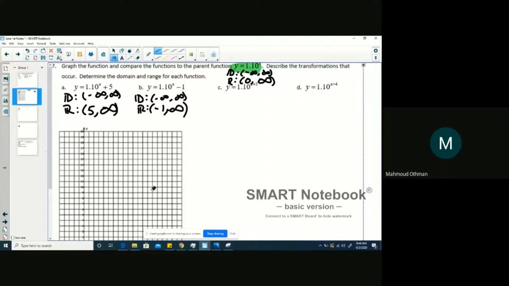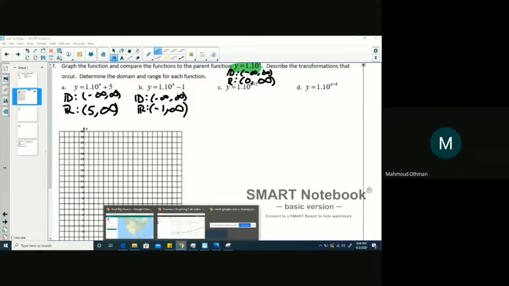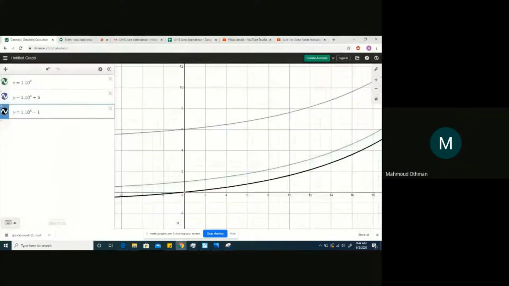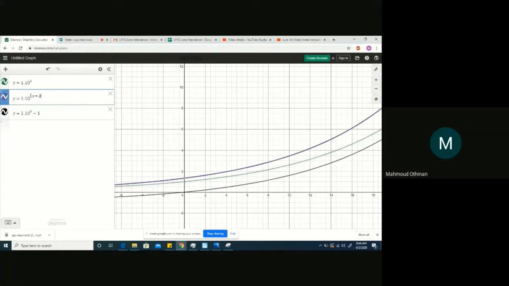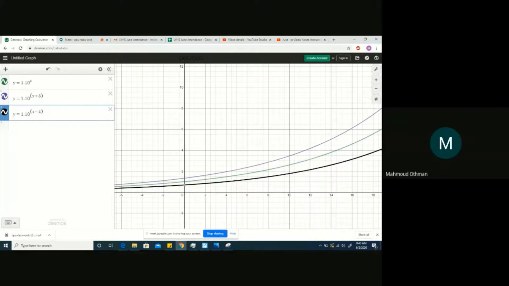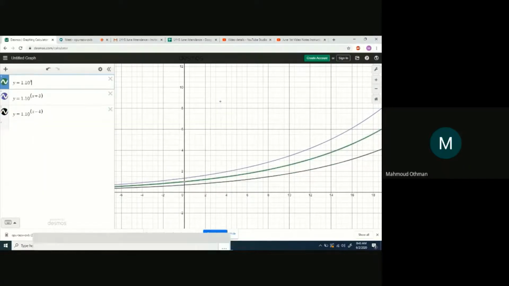Let's take a look at my other function. So I have 1.1 to the x plus 3 and 1.1 to the x minus 4. So let's take a look at our parent function. This one in green. Now let's take a look at the plus 3.